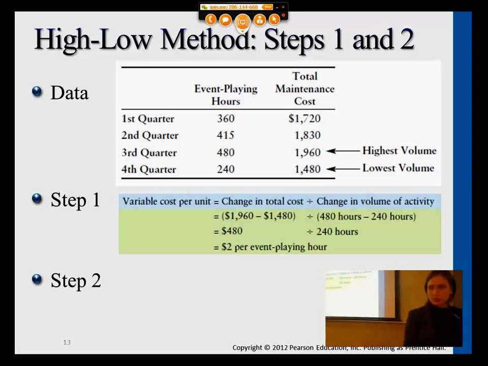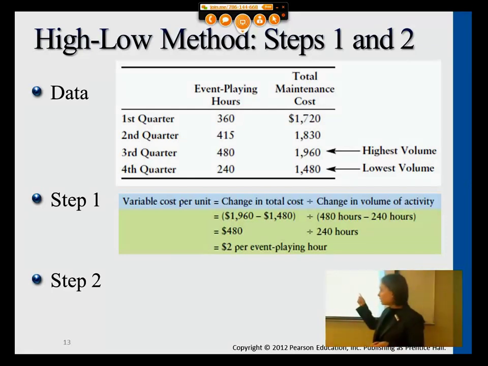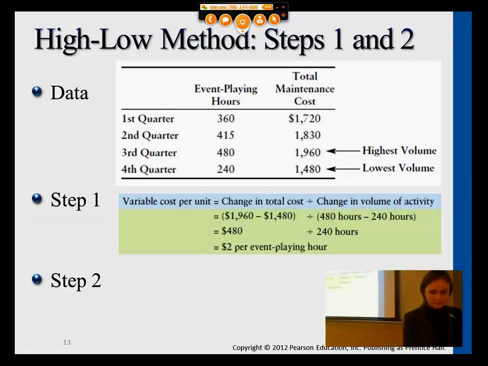Okay, so we need to do the second step. What was the second step? We need to calculate the fixed cost. We have the variable. Let's look at the fixed. Now, am I going to calculate fixed per unit or not? What am I calculating? What is this next step? It's total cost, total fixed cost.